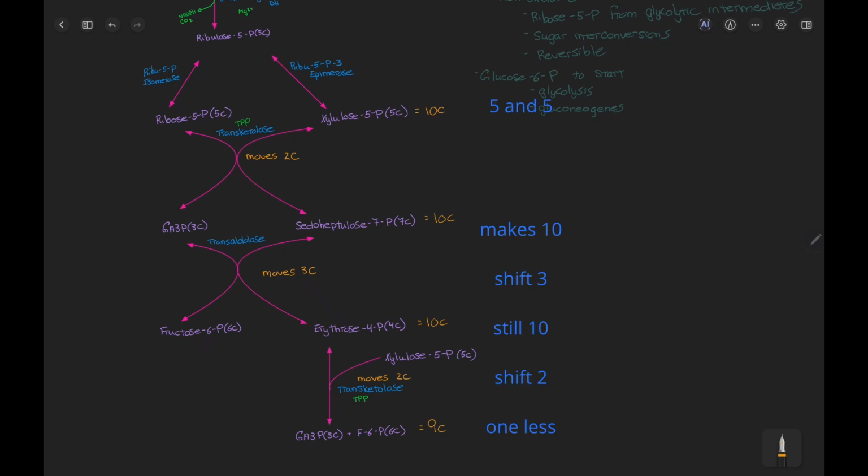So to remember, to start, 5 and 5 makes 10, shift 3, still 10, shift 2, 1 less, gives us our 9. Or if you remember pathways better with stories, we can have ribose and xylulose walk into a bar. Xylulose lends 2 carbons to ribose for drinks. Sedoheptulose gets into a fight with glyceraldehyde 3-phosphate, losing 3 carbon teeth. Erythrose calls xylulose for backup, and xylulose throws 2 punches.